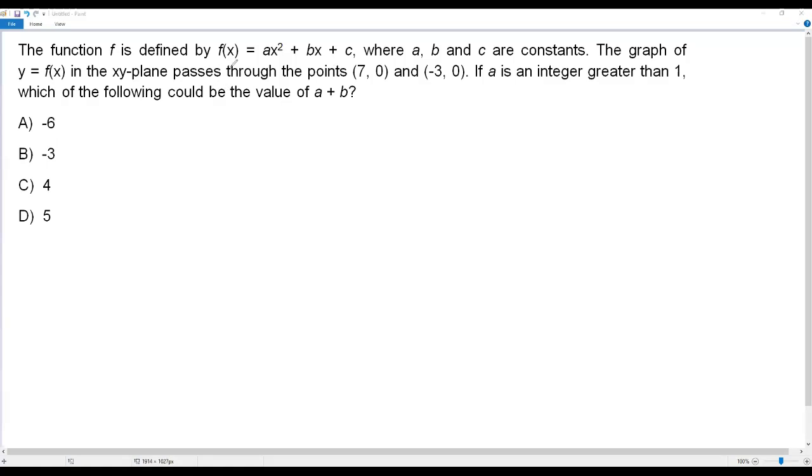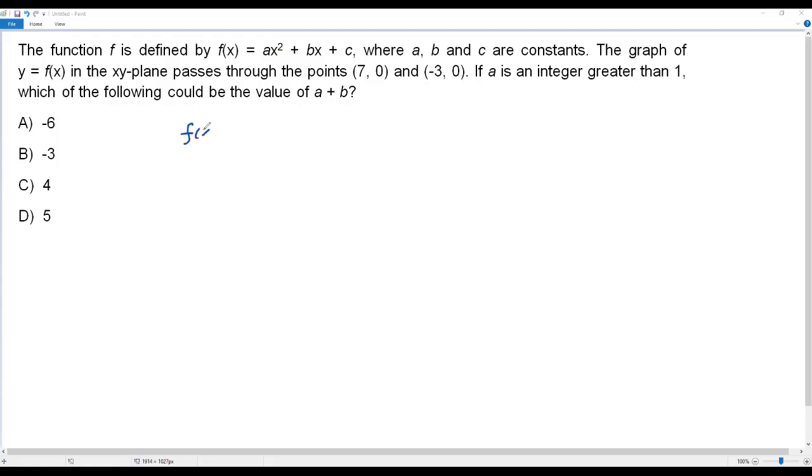The function f is defined by f of x equals ax squared plus bx plus c, where a, b, and c are constants. The graph of y equals f of x in the xy-plane passes through the points (7, 0) and (-3, 0). If a is an integer greater than 1, which of the following could be the value of a plus b?